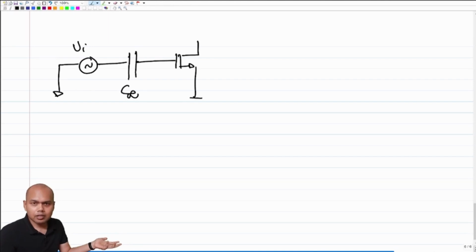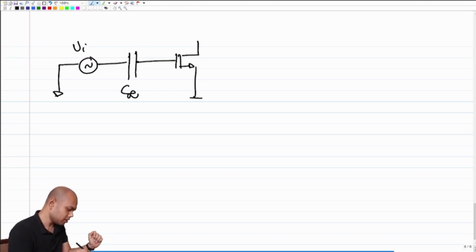If we don't do anything, the charge across the capacitor will be 0, right? Which means we'll have to somehow charge the capacitor to the value of VGQ, right? So how do I charge a capacitor? One way to charge the capacitor is to say, hey, let me apply a battery here of value VGQ.